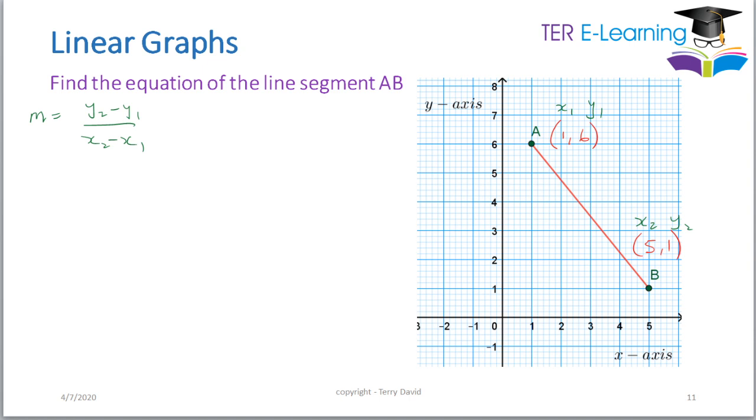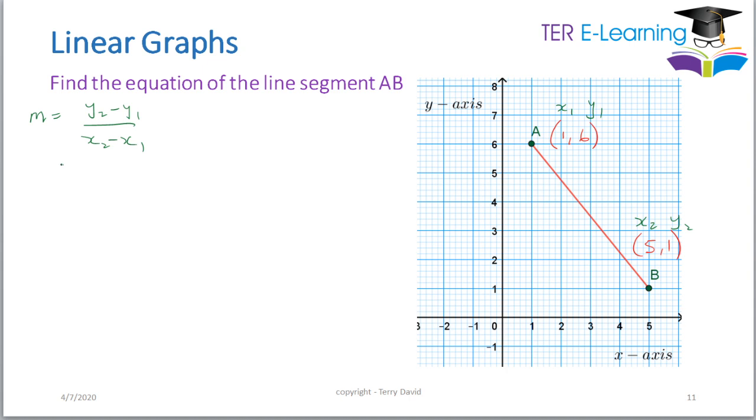While I work out the gradient, Chad also got minus 5 over 4. That's great. So while I'm working out the gradient, those of you who already worked out the gradient, I want you to work out the equation of the line for me in the meantime. So let me work out the gradient.